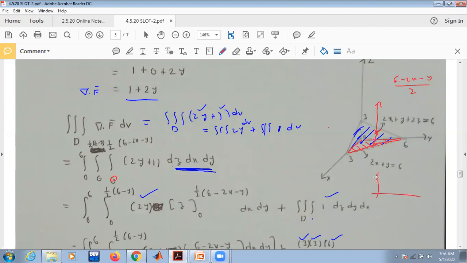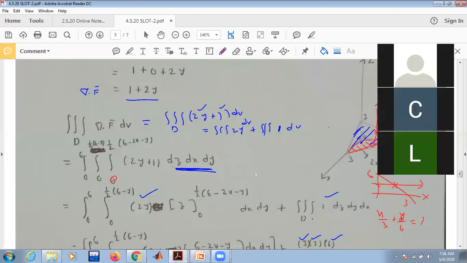The projection is a triangular region bounded by x-intercept 3, y-intercept 6. So this is x by 3 plus y by 6 equal to 1. When you simplify this, you will get 2x plus y equal to 6. For x limits, here I have taken dz dx dy. For x limits, you have to draw a line parallel to the x axis. So when you draw a line parallel to the x axis, x varies from 0 to, what is the value of x here? The x value is going to be 6 minus y by 2. That is what I have written here. 6 minus y by 2 is the x limit.